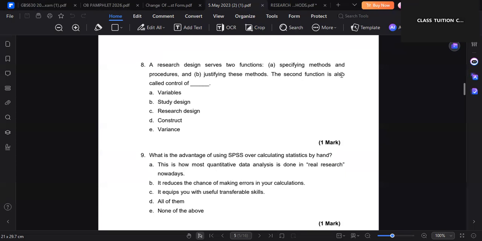Number 8, a research design serves two functions: specifying methods and procedures, and justifying these methods. The second function is also called control of variables: research design, study design, construct, or variance. That's our answer. Control variance. Okay, it ensures that the changes in the results are due to the independent variables only. Okay, question number 9.